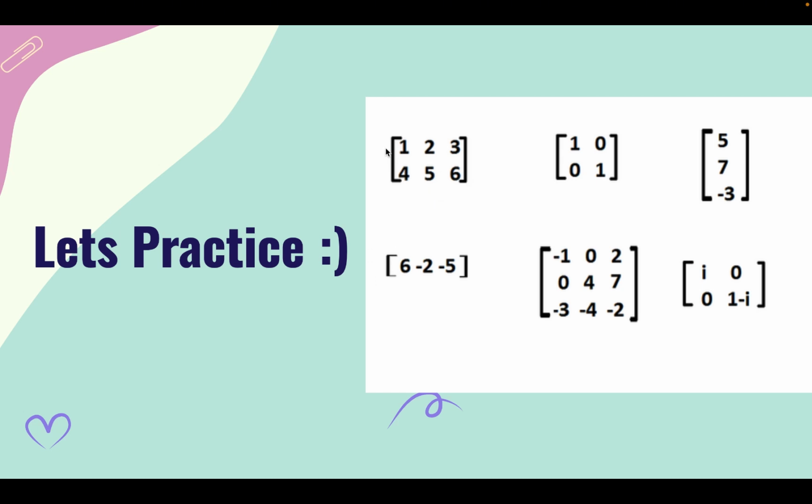Okay, so here we have a 2 by 3 matrix. Here we have a 2 by 2 matrix. Here we have a 3 by 1 matrix. Here we have a 1 by 3 matrix. Here we have a 3 by 3 matrix. And here we have a 2 by 2 matrix. And the i here is actually an imaginary number, also known as the square root of -1, but we don't need to worry about this too much. And yes, there can be letters and symbols inside matrices, which we will see in the future.